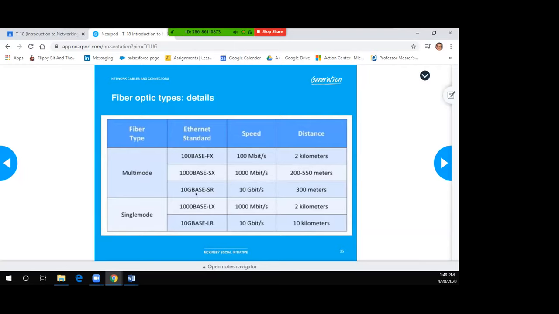So, it'd be misleading there. But for the SR and the LR, the speed is the same. The variance is obviously that this one can only go 300 meters, and this one can go 10 kilometers. It can't go more than that, right? Or can it? No, 10 kilometers.